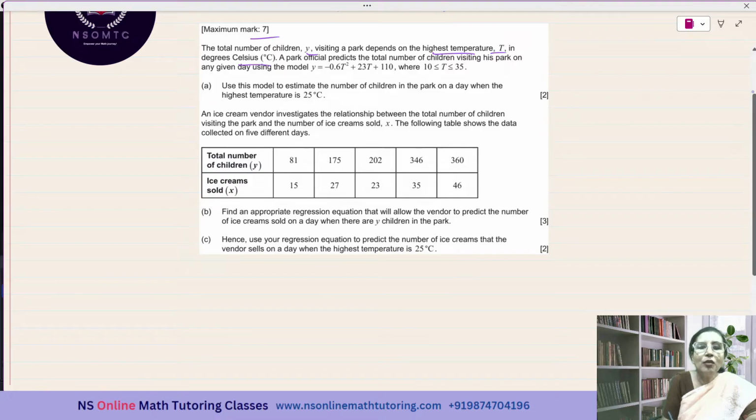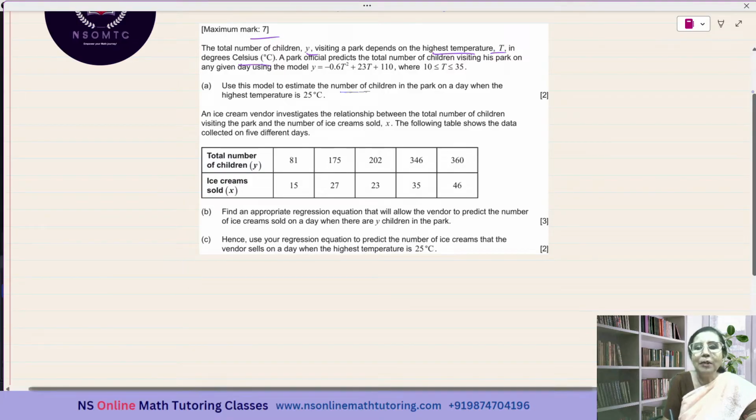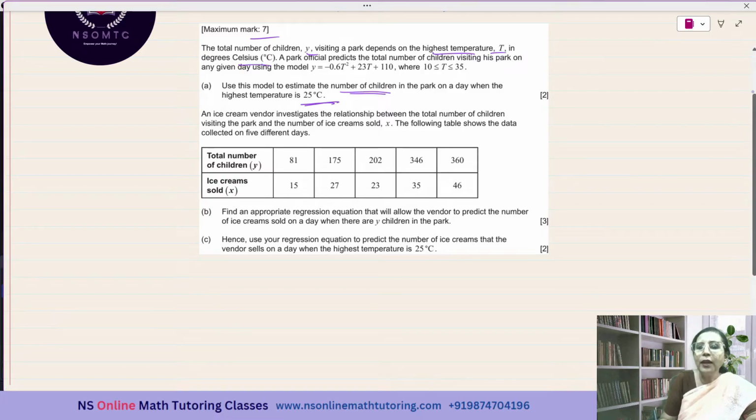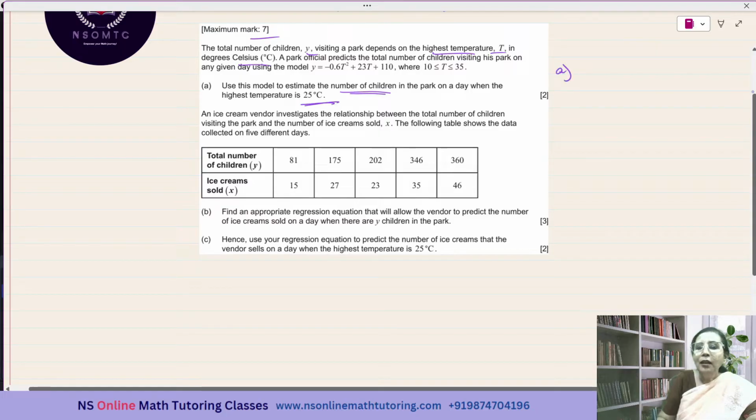Part A's question is, use this model to estimate the number of children in the park on a day when the highest temperature is 25 degrees Celsius. And it is paper 2, so we can use the calculator. So the number of children is y equals negative 0.6 times 25 squared plus 23 times 25 plus 110.